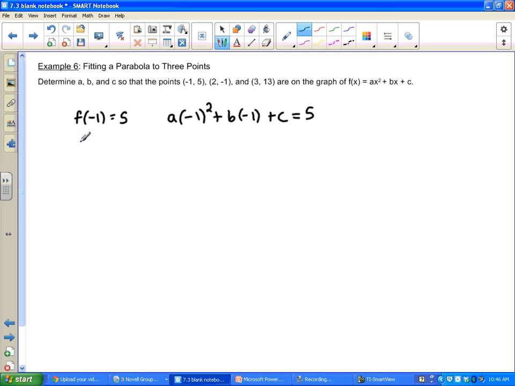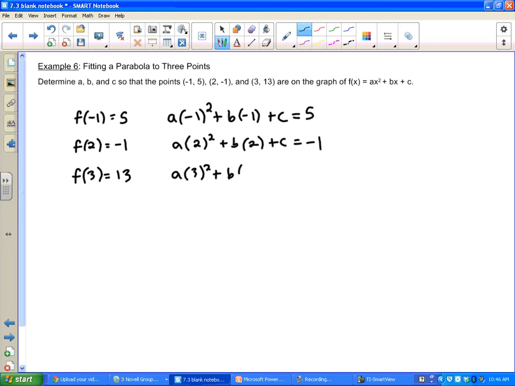Then I can do the same thing for f(2) = -1, which is our second point: a times 2² plus b times 2 plus c equals -1. Then I do that with the third point. Okay, now we're going to have to figure out a way to solve this. I'd kind of like to use the way that we just did because we've only done it once now.